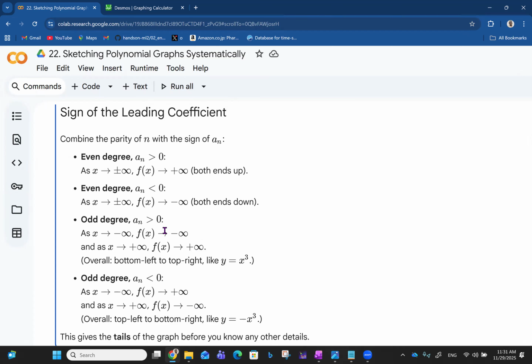Now we talk about odd degree. If you have odd degree and the coefficient is greater than 0, then as x approaches negative infinity, f of x approaches negative infinity. As x approaches positive infinity, f of x approaches positive infinity. Overall, bottom left to top right, like y equals x cubed.